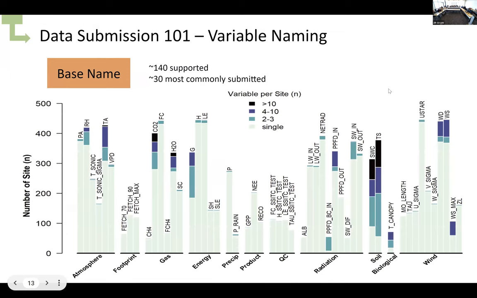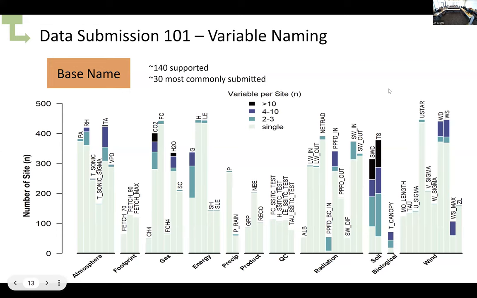Just a couple examples about the variables. We support more than 100 variables that can be submitted to us, I think 140 of them. Don't panic, you don't have to submit 100 of them. Starting with the most common ones, I think there are 30 to 50 common variables people submit, and I'm putting a histogram here. This is based on what we see across the entire database, right? There are certain variables people tend to submit.